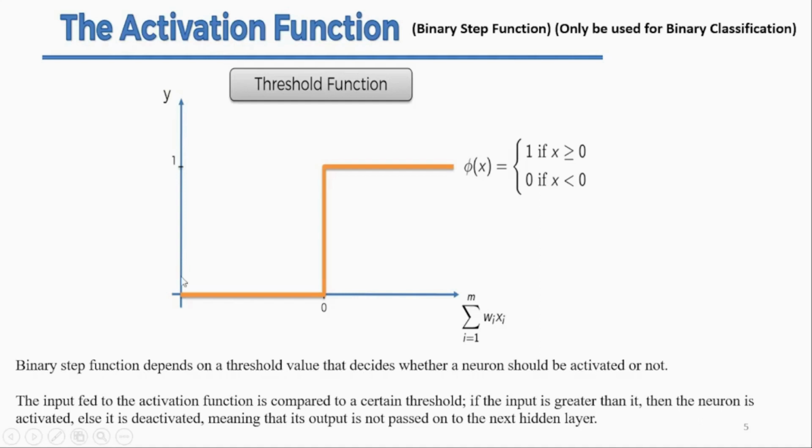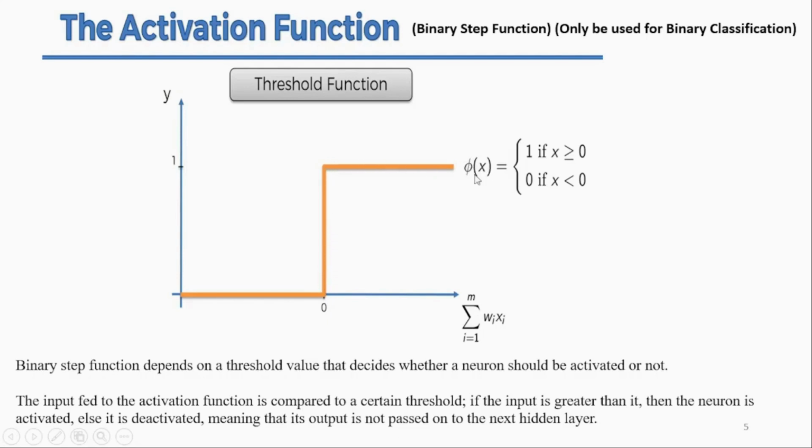So this is the x-axis, and this is the y-axis. This is the value 0 and this is the value 1. The binary step function depends on a threshold value that decides whether a neuron should be activated or not. If we look at this purple line, as long as the input is below a certain threshold, it is linearly distributed over the x-axis. But once the value crosses the activation limit, the threshold value, the nature of the curve gives some other output.